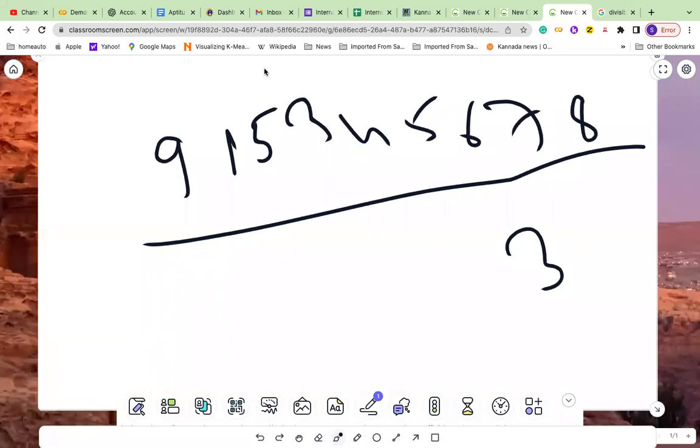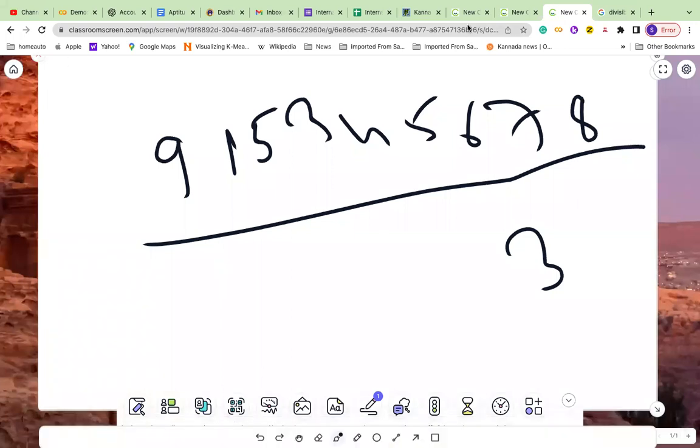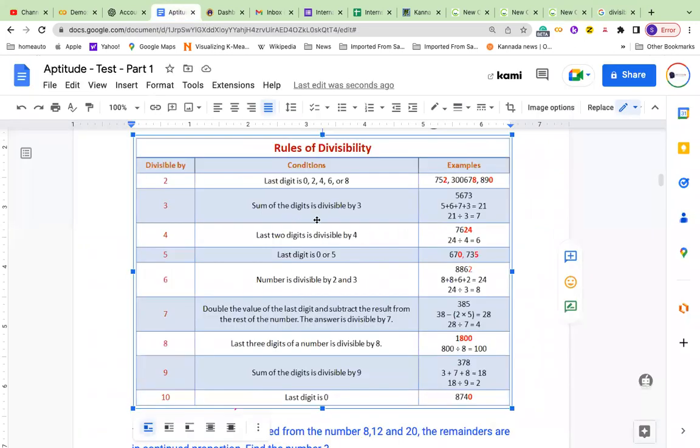Yes, sir, divisible by 3. How did you decide? The last digit, sir. Only the last digit? Based on 8, we can decide divisibility by 2 from the last digit. But what about 3? This is the rule: the sum of the digits should be divisible by 3. This is what you should be doing, not the last digit.